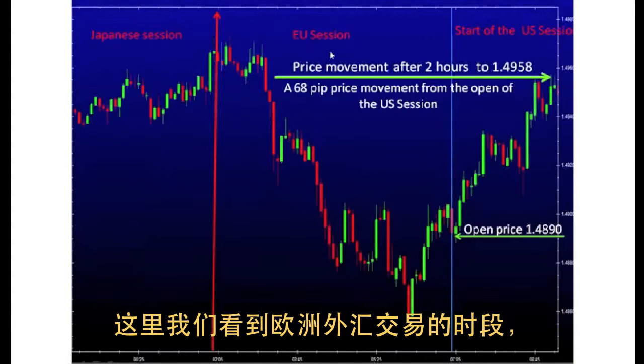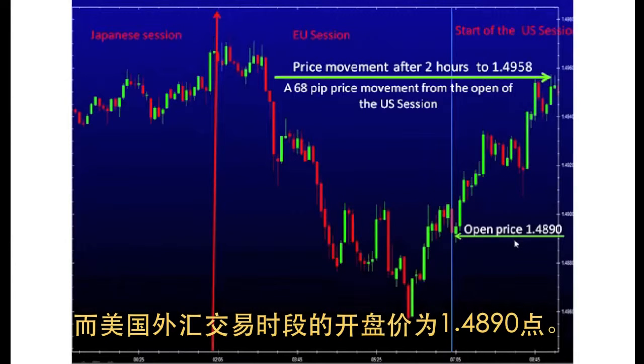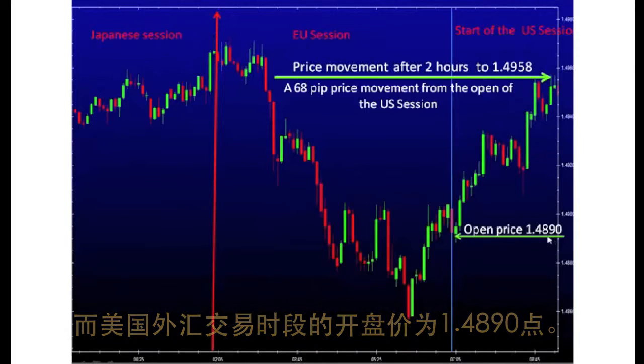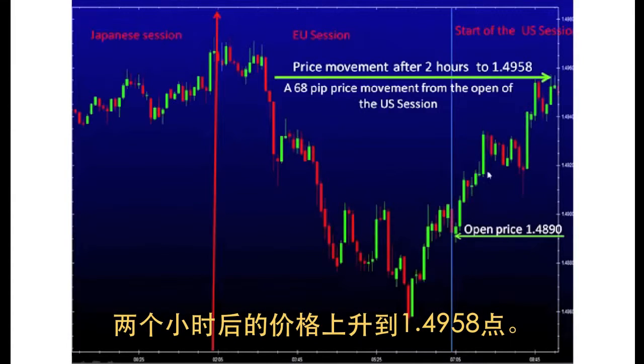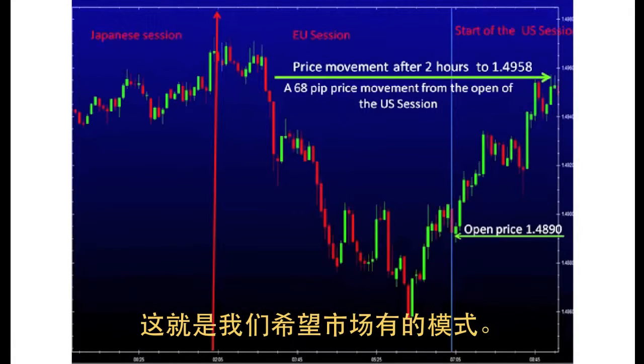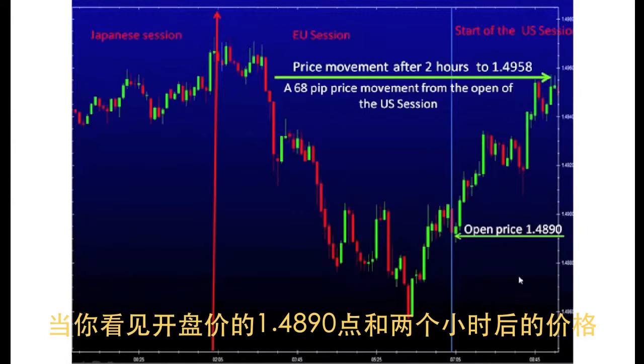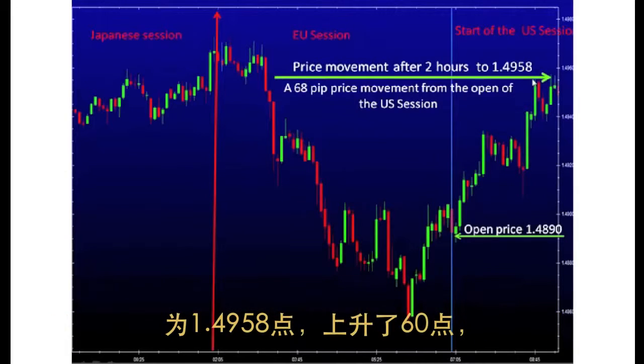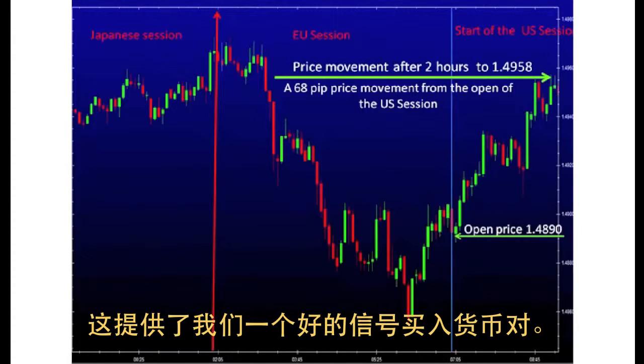Here we can see the European session, the open price for the US session at 148.90. And take a look at the price movement. After 2 hours, it moved higher to 149.58. This is what we look for when we're looking to determine the direction of the market. As you can see, the open price of 148.90 and the end price after 2 hours is 149.58. It's more than 60 pips on an uptrend, giving us a good idea of the direction of the market and giving us more reassurance for us to place buy orders.